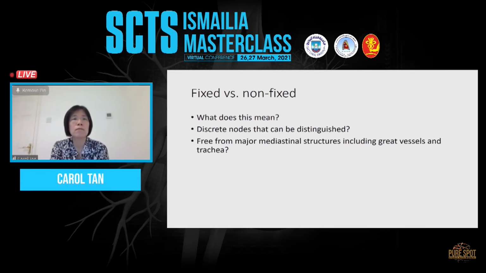So what about fixed and non-fixed? What does this actually mean? Can we actually tell on the radiology? Because you define something that you encounter when you're actually operating, fixed or non-fixed. You can't really say that something might be fixed on radiology, can you? Or can you? Well, if you've got discrete nodes that can be distinguished, does that mean that this is less likely to be non-fixed? And if it's free from major mediastinal structures, including great vessels and trachea, does this mean that it is non-fixed?